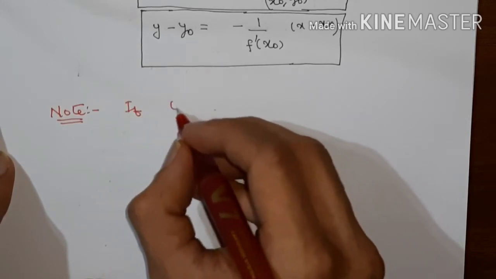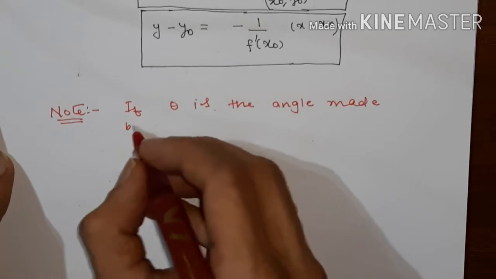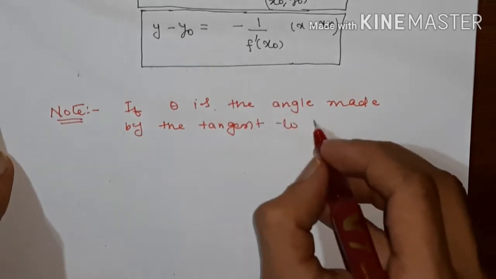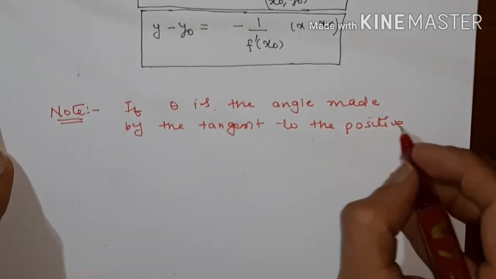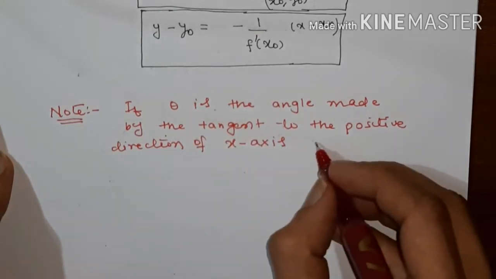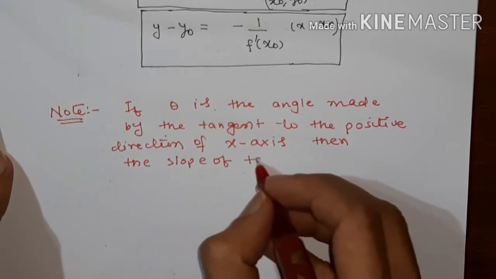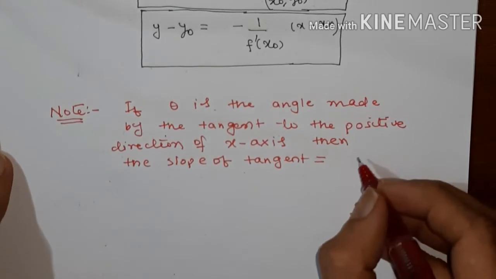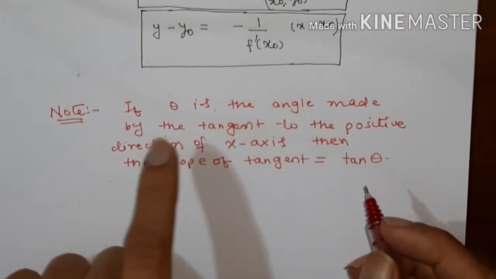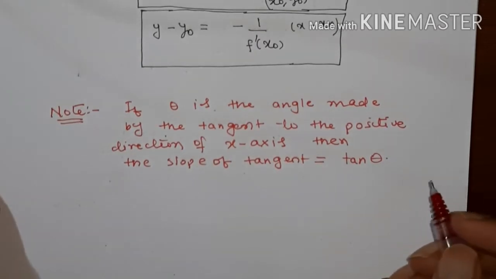The note is: if theta is the angle made by the tangent to the positive direction of the x-axis, then the slope of the tangent is equal to nothing but tan theta. If theta is the angle made by the tangent to the positive direction of the x-axis, then the slope of the tangent is tan theta.